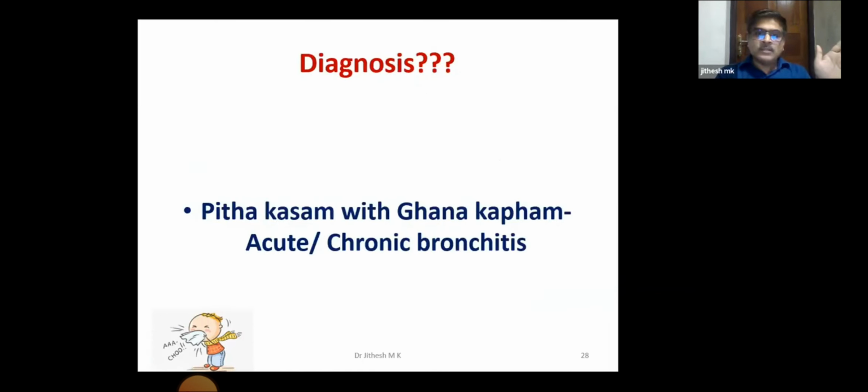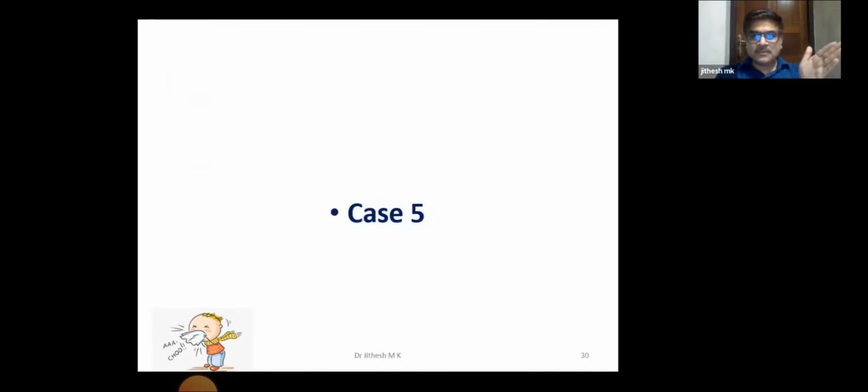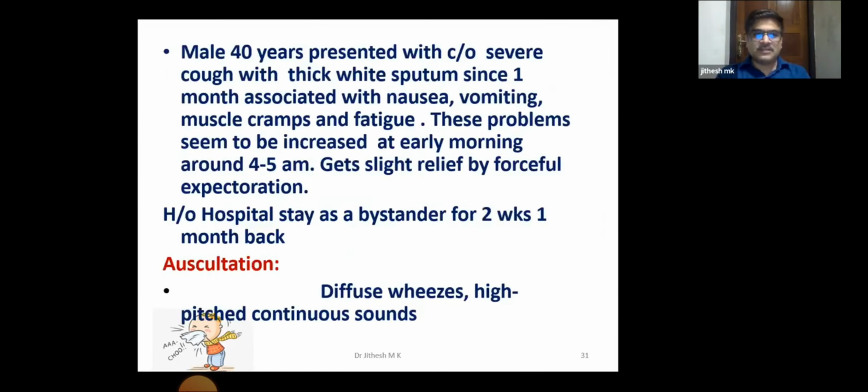discomfort later. So here we can use medicines such as Guluchadi Kashaya, or Punarnavadi, or Elakanadi. The churnas like Chariya Karpuradi or Valiya Karpuradi, there are two types of churnas. Avaleham, you can use Murdvigadi Leha. Murdvigadi, that I will explain later. Now, let us come to the fifth case.